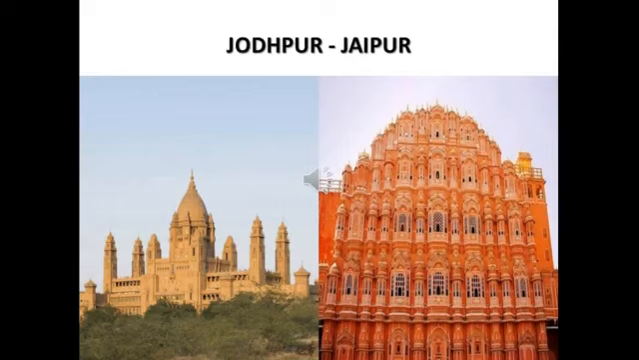Okay, so the Rajput dynasty was mostly located around the Rajasthan state. Jaipur, Jaisalmer, and Jodhpur are in Rajasthan. They built some palaces. You can see the Jodhpur palace and the Jaipur palace. You can see the structure of the monument. It was built by the Rajput dynasty.